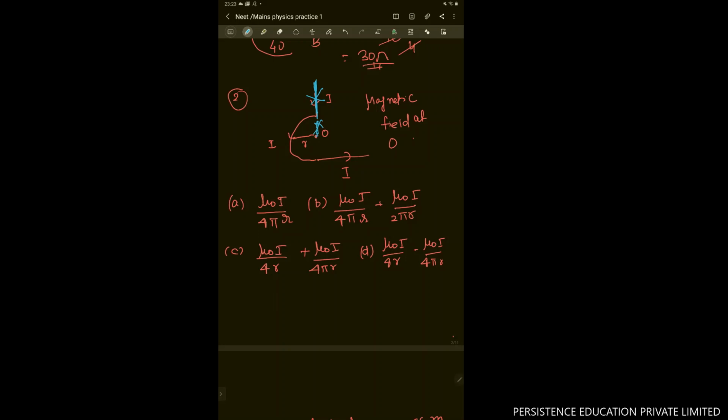Now this is a semicircle. So we know that any arc will subtend an angle theta. Due to this, magnetic field will be mu naught I upon 4 pi r theta. So for semicircle, theta will be pi. So it will come as mu naught I upon 4 r. So you have to look for the option mu naught I upon 4 r. So by that logic, this and this have gone.